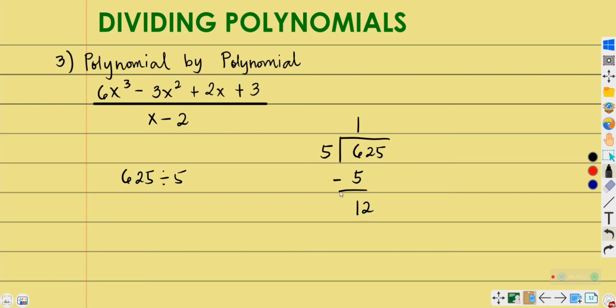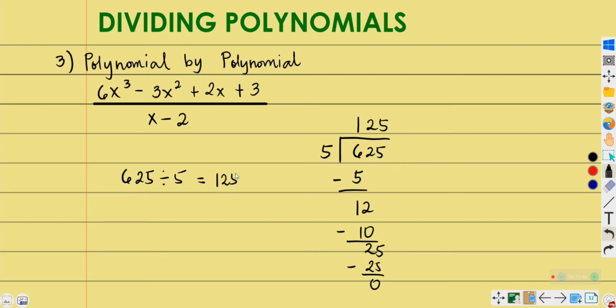Itong 12 na to, di-divide natin by 5. 12 divided by 5 is 2. 2 times 5 is 10. And then, subtract ulit. 12 minus 10 is 2. And then, bring down ulit hanggat meron tayong i-bring down. So, magiging 25. 25 divided by 5 is 5. 5 times 5 is 25. And then, subtract 0. So, sakto siya. Ano po? The quotient is exact or whole number. 625 divided by 5 is 125.